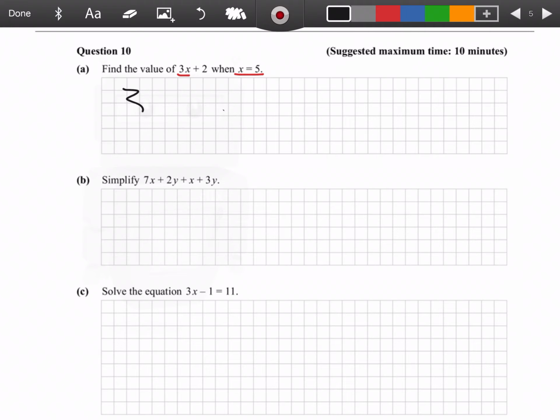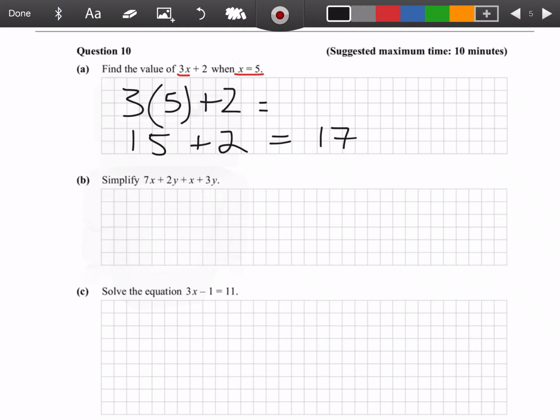So I've got 3 by 5 plus 2 because x has been replaced by the number 5. So we can see that 3 by 5 will give us 15 plus 2 is equal to 17. Nice and straightforward, I like to think. Next part then, to simplify.